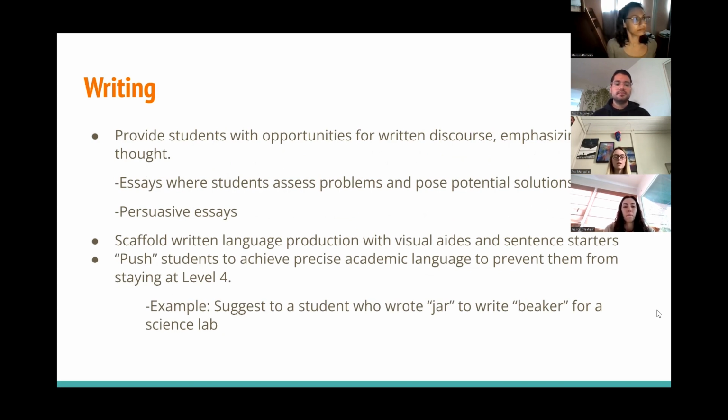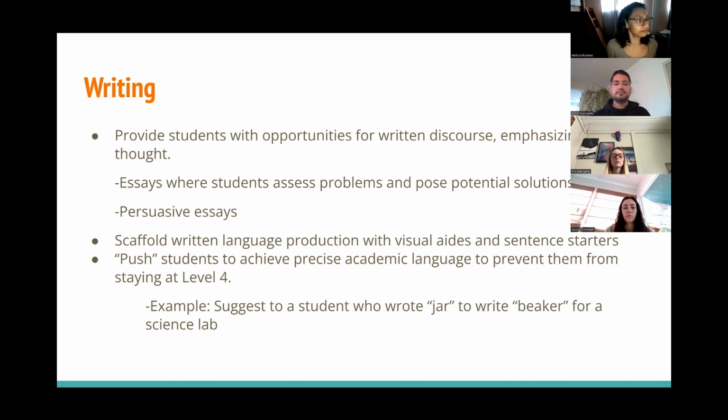The last modality is writing, and here we want to provide students opportunities for written discourse. It's similar to speaking, except now, as opposed to a debate or a group presentation, they're going to be writing an essay. It could be an essay where students have to assess problems and pose potential solutions. It could be about global warming, or how we could combat pollution in certain cities, or it could be persuasive essays, why someone might be for or against becoming vegan or vegetarian, for instance.